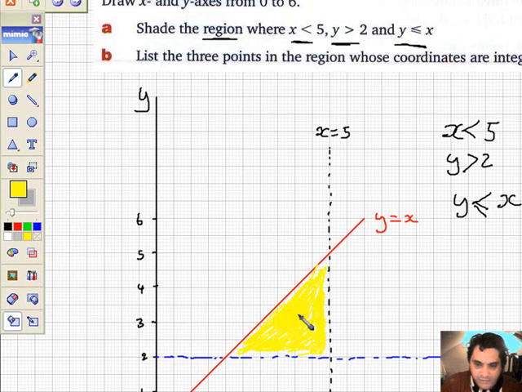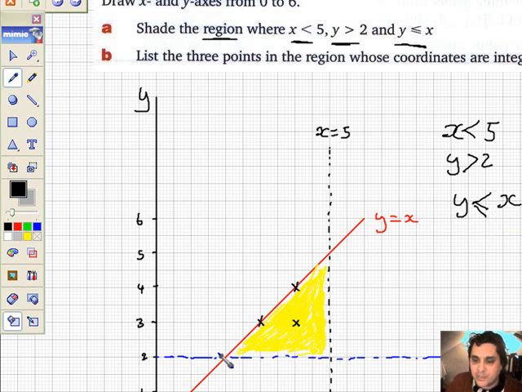Okay. In fact, it says, part B, list the three coordinates in the region where the coordinates are integers. Right, so let's have a look. I've got the point 4, 3. Yes, I've got the point 4, 4. I'm allowed to be on the line. It says equal to there. Look. I'm allowed to be 3, 3. Because y equals x, 3 equals 3, and I'm allowed to equal to it.